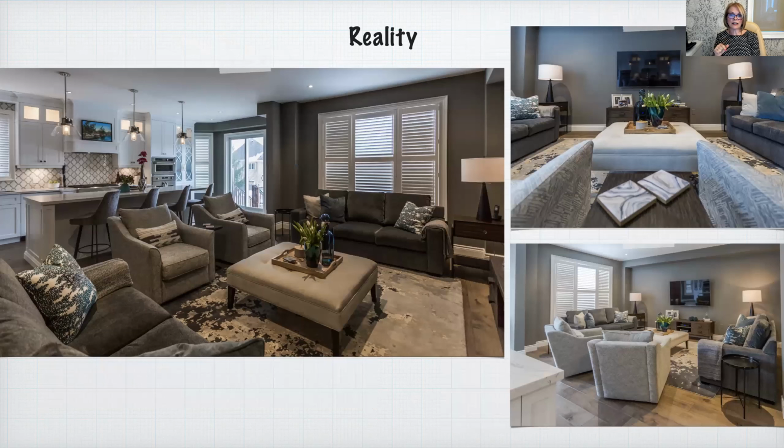This is the reality of that concept picture that I showed you in the previous slide. So the family room now is open to the kitchen. You can see the kitchen from the family room. And then the two pictures on the right are the pictures of the family room from the kitchen. So again, you can see how the room flows and how the focal point is really around the TV in that room, but it still gives a very nice conversation area.